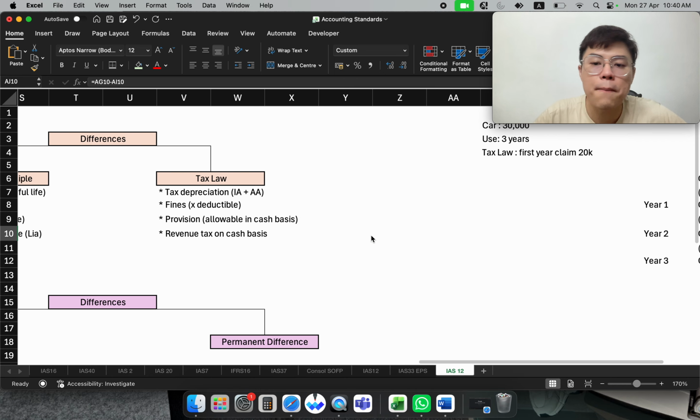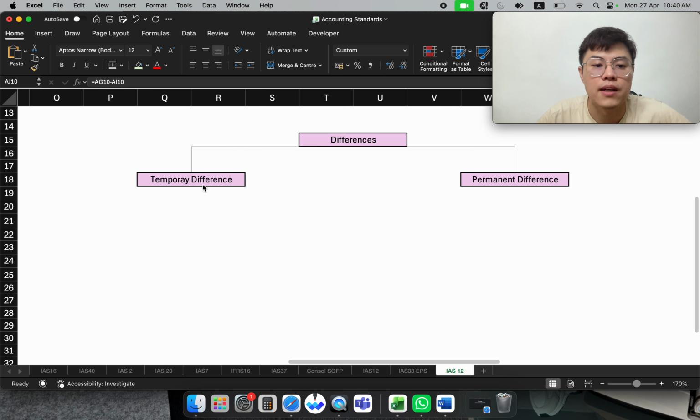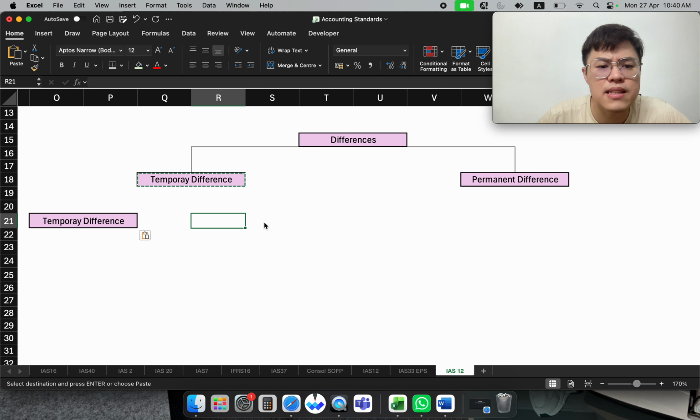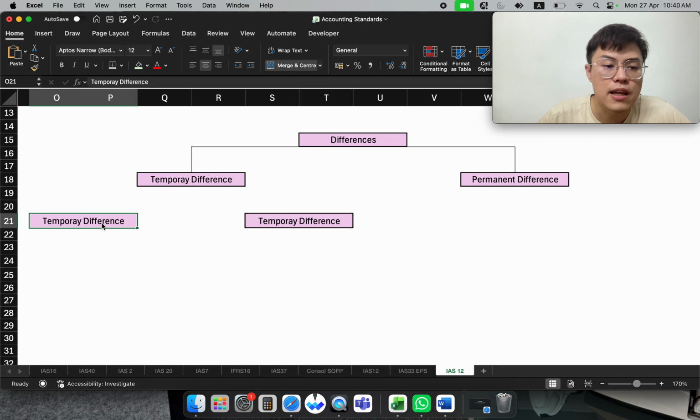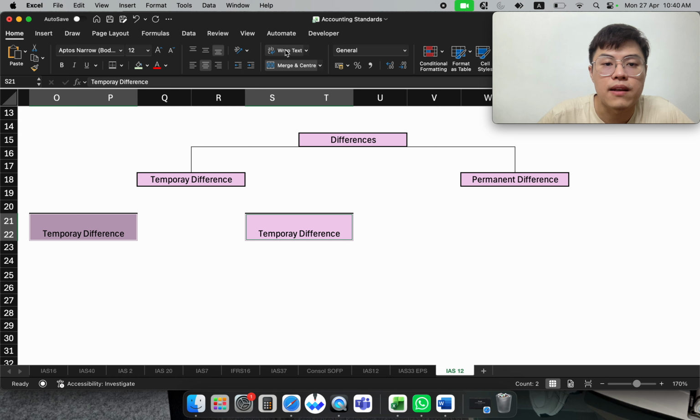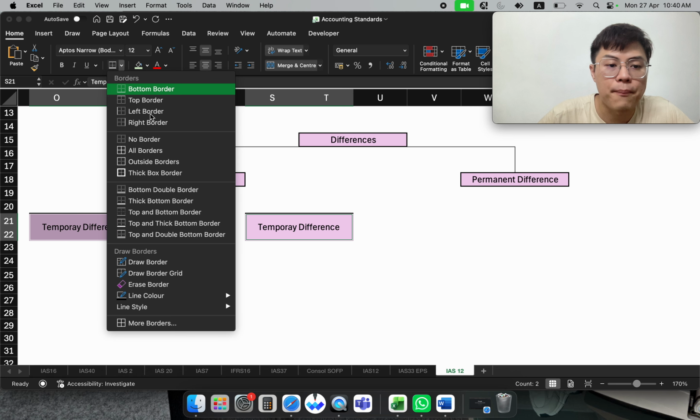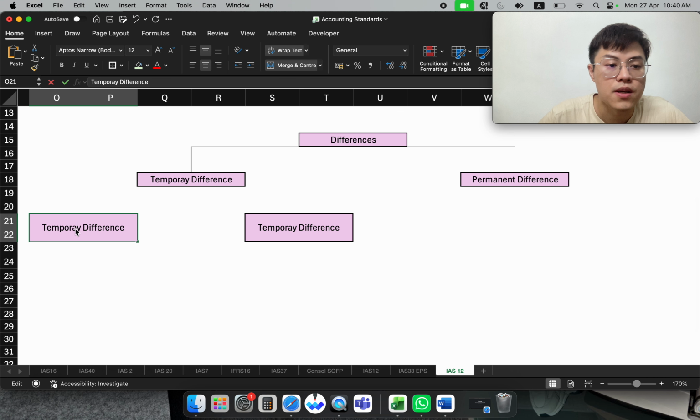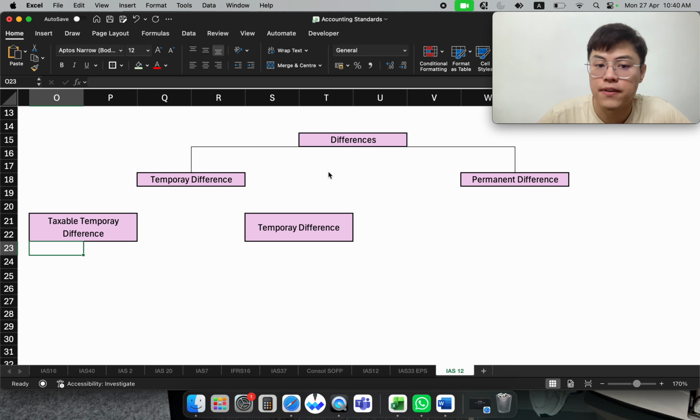Therefore, such temporary differences that I mentioned here can be classified into 2 types. These 2 types are very important and form up the entire temporary difference. One is called taxable temporary difference.